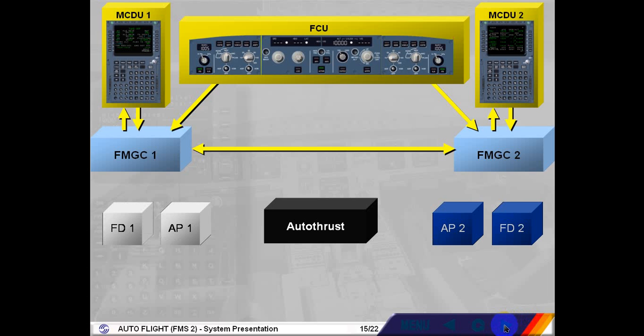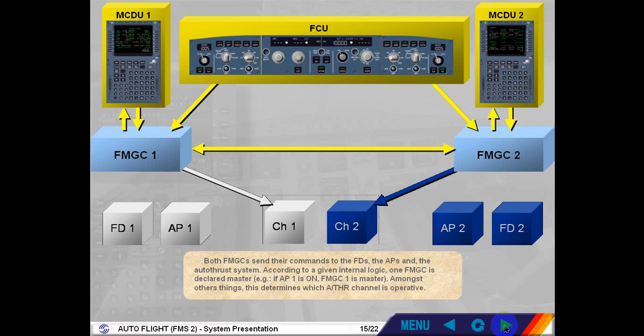According to a given internal logic, one FMGC is declared master. E.g., if autopilot 1 is on, FMGC 1 is master. Amongst other things, this determines which autothrust channel is operative.